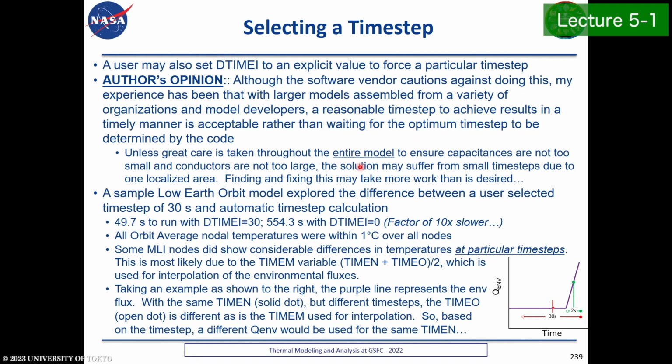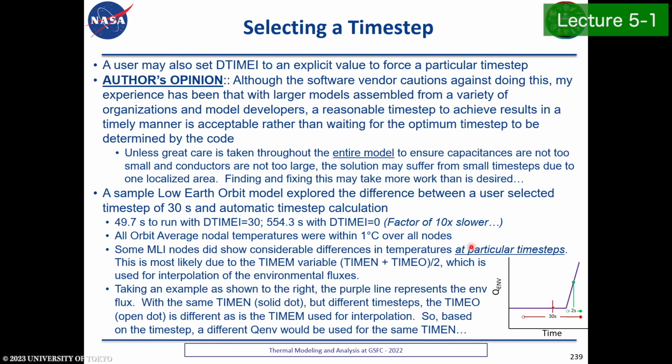I did do an example just to see what happened for one of the sample models. If I ran it with the automatic time step selection and with a DTIMEI of 30 seconds, you can see that it ran about 10 times slower. Okay, maybe I don't care for 50 seconds versus 550 seconds, but if it takes an hour to run, then 10 hours is a bigger deal. By and large, all the orbit average nodal temperatures were within 1 degree. There were some places where MLI nodes had some considerable differences.